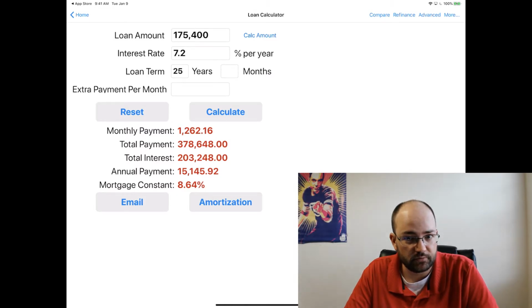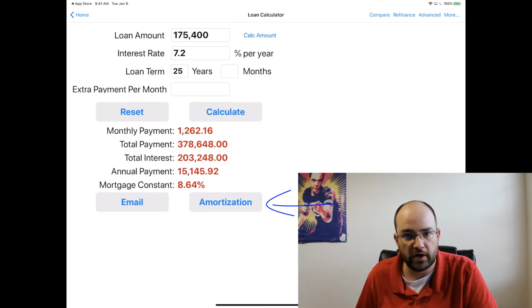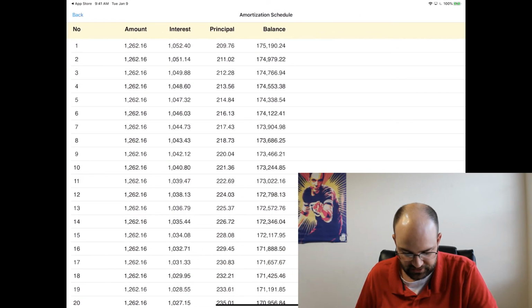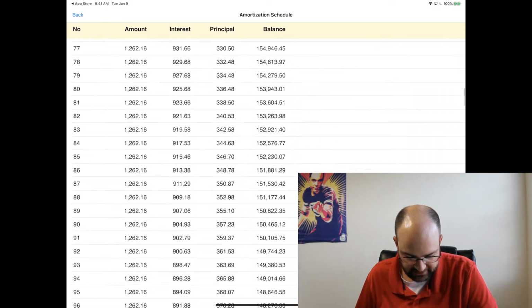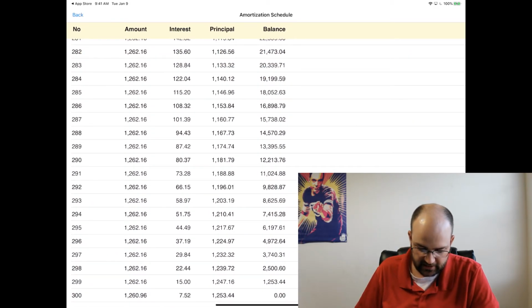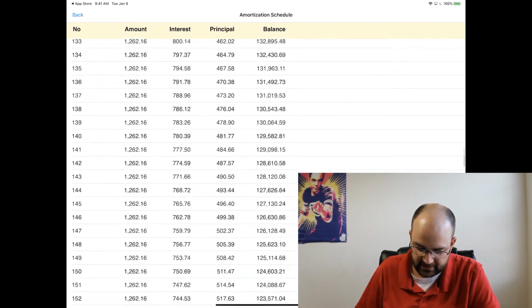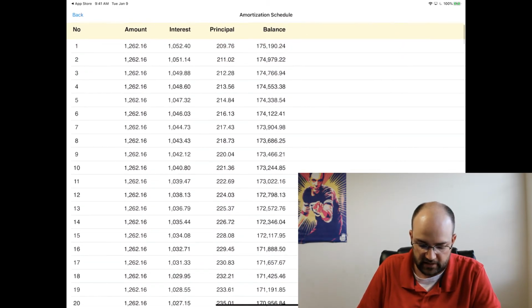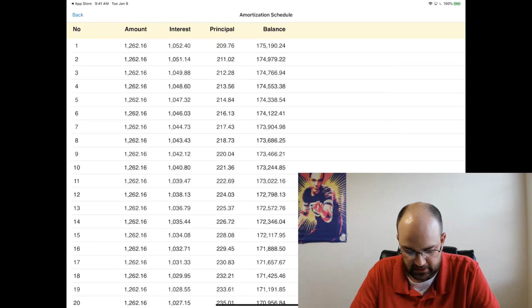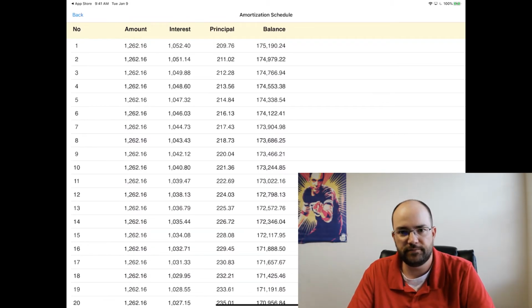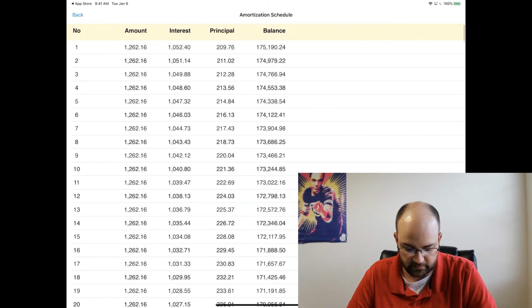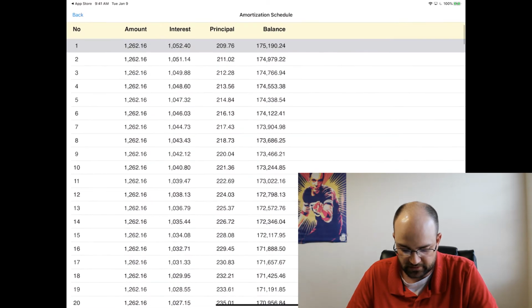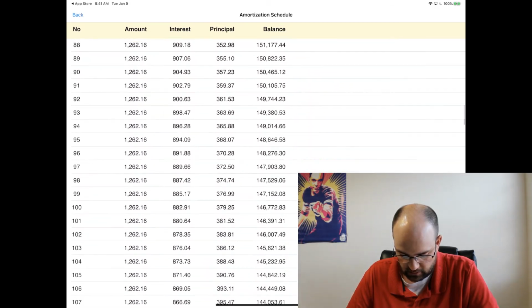But even better, something that we're going to use later on, is this button at the bottom right that says amortization. This actually creates what's called the amortization table. Notice that the last column talks about the balance. The amount column here is the payments per month, and you're also seeing the interest. The interest is how much of every payment is going towards the interest as opposed to the principal. The principal column is the third one there, and then the balance is right here.